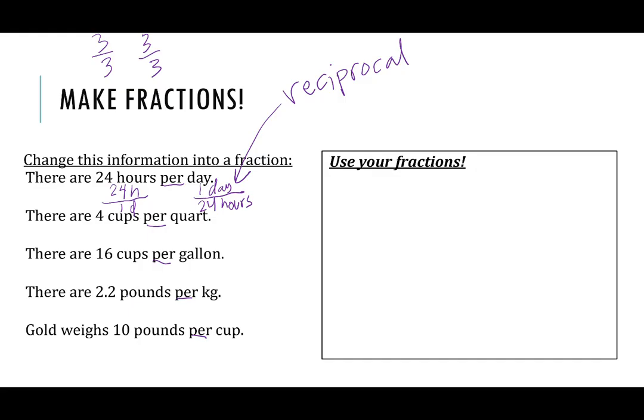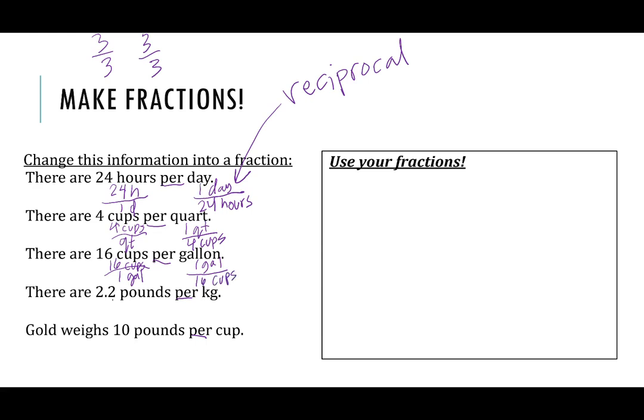Alright, welcome back. For this one, we're going to have 4 cups per quart. Again, you can write the 1 if you want to. 1 quart for every 4 cups. You can write it either way. There are 16 cups for every 1 gallon. Or you can write 1 gallon for every 16 cups.